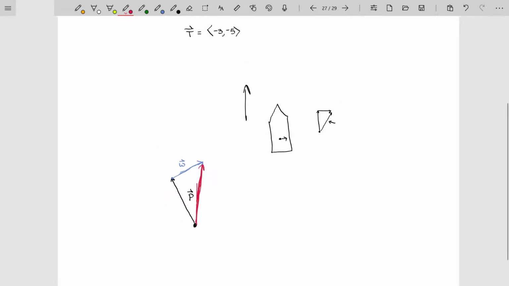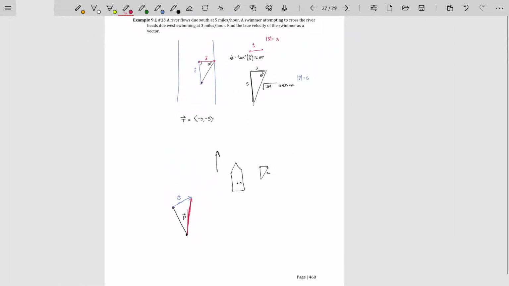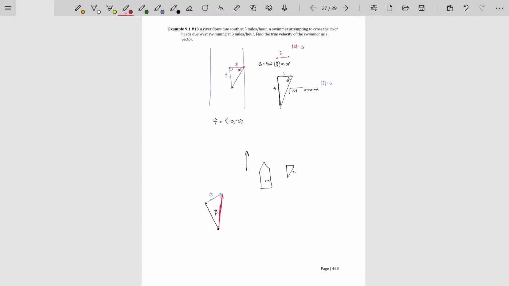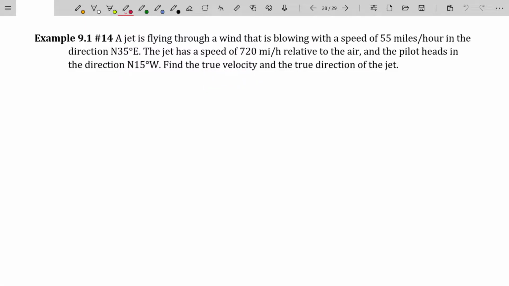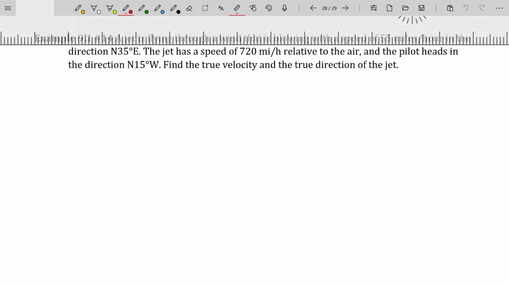And actually, that's one of the examples we have coming up. But this is a really great use of vectors. And all it is is vector addition the entire time. So let's go ahead and do that airspeed one. A jet is flying through a wind that is blowing with a speed of 55 miles per hour in the direction of north by 35 degrees east. So let me showcase what that is.